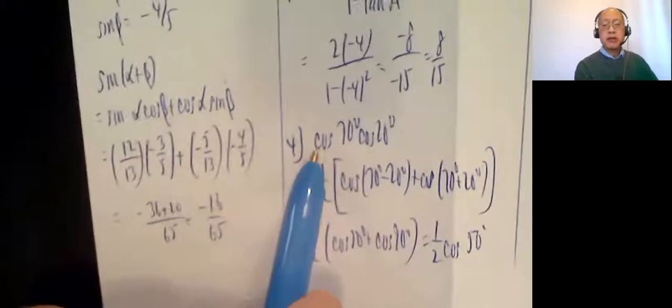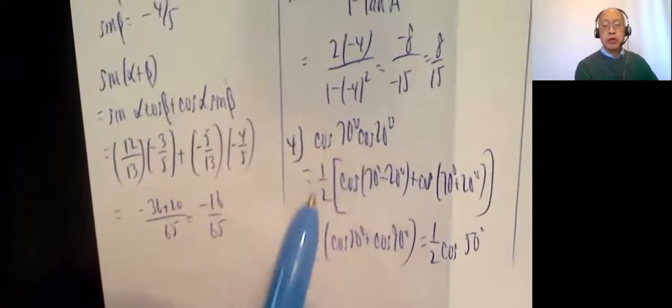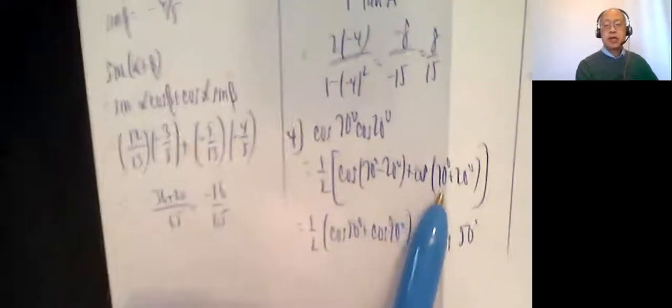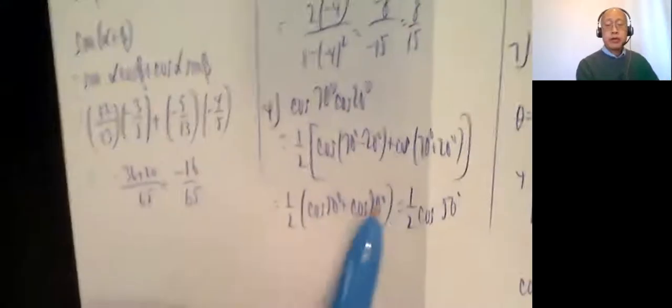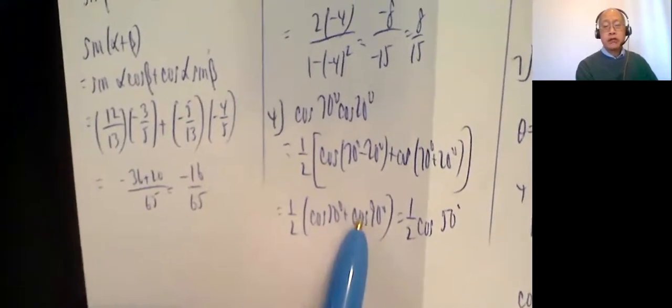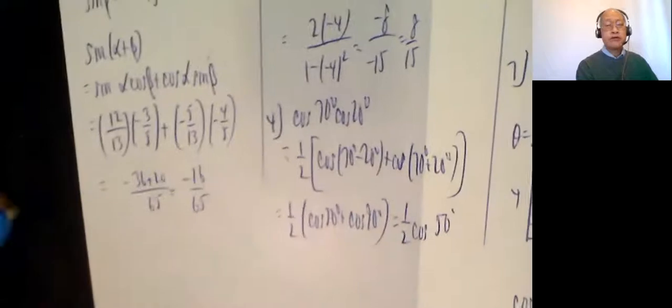Number 4, cosine 70 degrees cosine 20 degrees is 1/2 times cosine of 70 minus 20 degrees plus cosine of 70 plus 20 degrees. So that's 1/2 times cosine 50 degrees plus cosine of 90 degrees. Cosine of 90 degrees is 0. Final answer, 1/2 cosine 50 degrees.